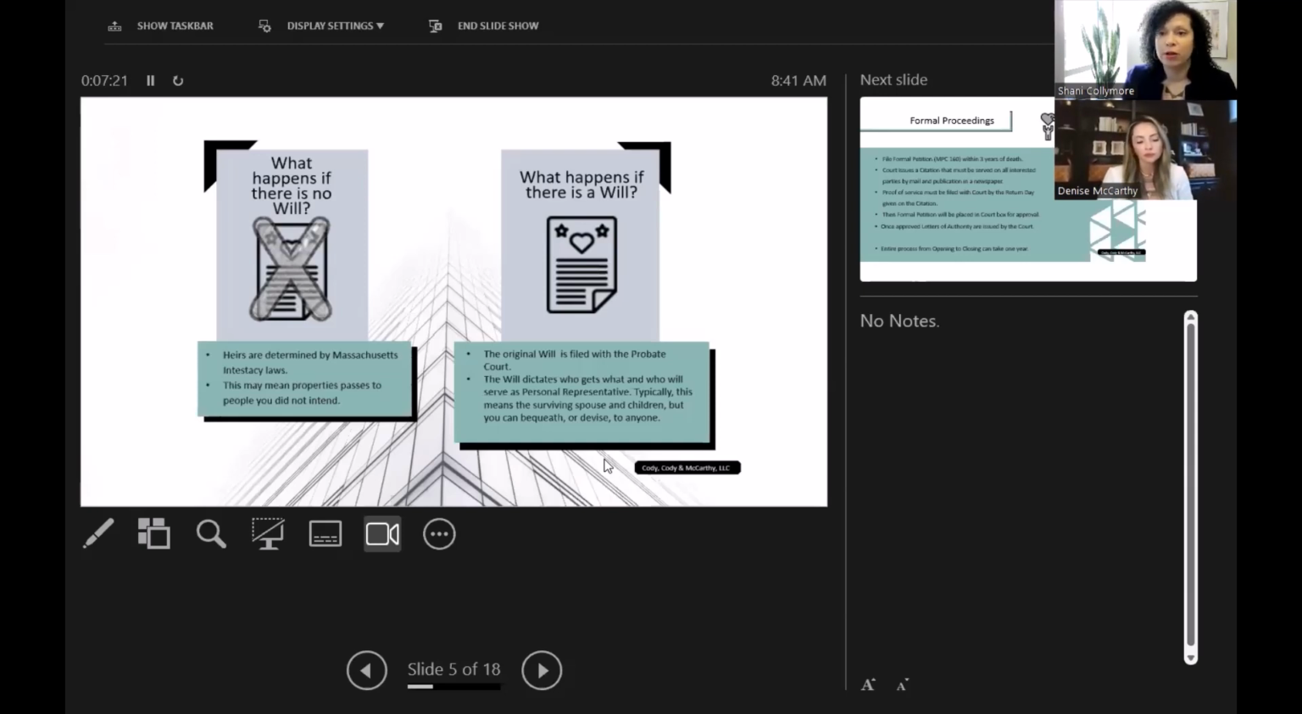Or sometimes people aren't close with their biological family, so they want to leave assets to other people that they consider their family. And you also cannot do that if you don't have a will in place, or beneficiary designation. So it's really important to think about that process. If you do have a will, like I said, it governs who's going to serve as your personal representative and who's going to inherit your property.